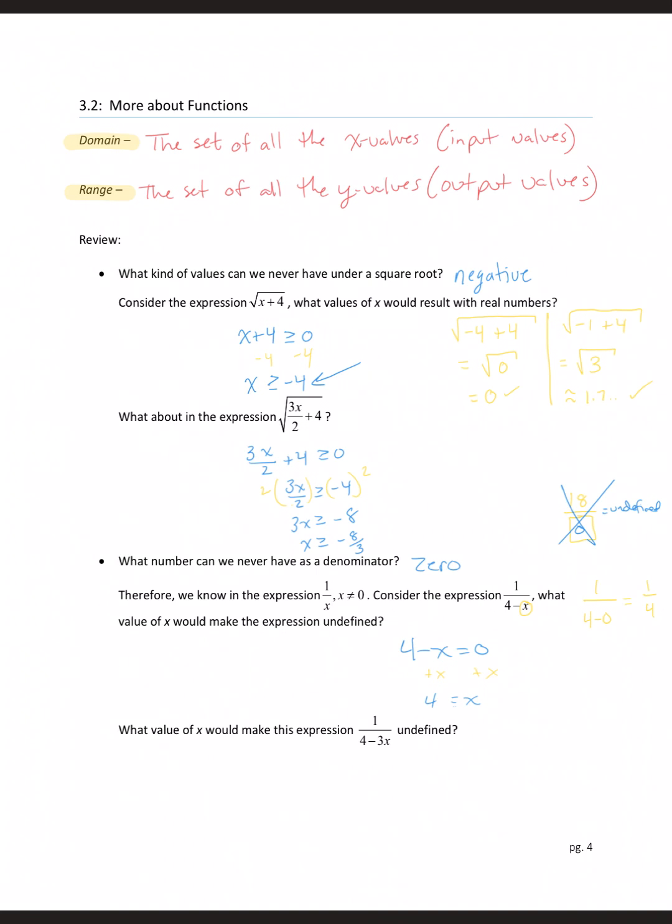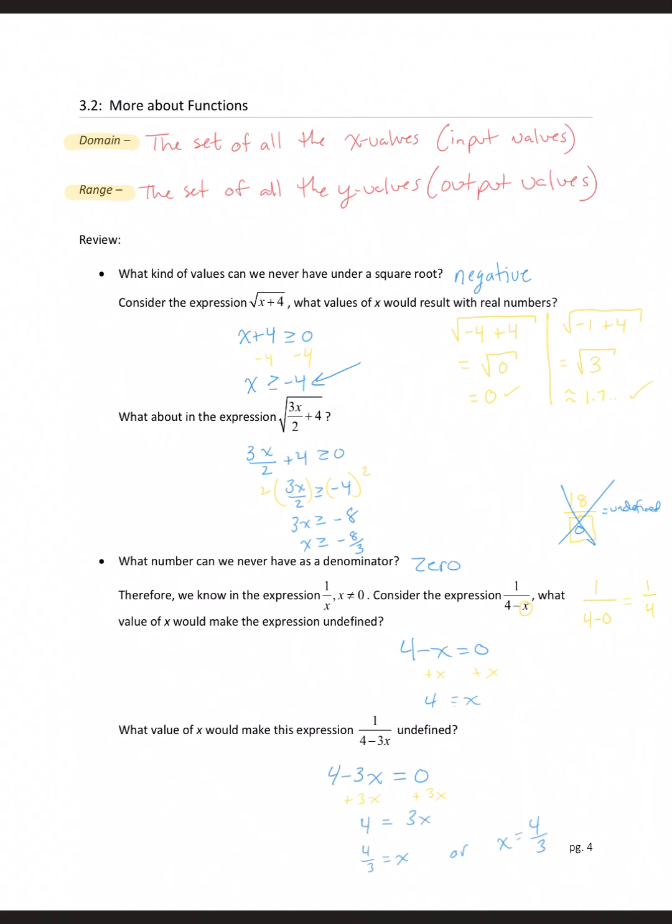Now, just like in the previous examples, this one's easy to look at, but what if we have something a little bit more difficult like this? What value of x would make 1 over 4 minus 3x undefined? So what we want to do is take that denominator, and we want to know, when is this expression equal to 0? Now we have to solve that for x. So now I want you to pause the video and solve for x.